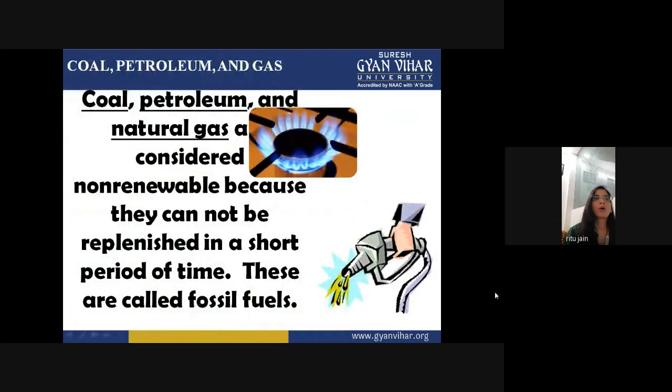Now, coal, petroleum, and gases. Everyone knows the price of petrol is increasing day by day. Everyone knows that petrol is limited on the earth. So coal, petroleum, and natural gas are considered non-renewable because they cannot be replenished in a short period of time. These are called fossil fuels.